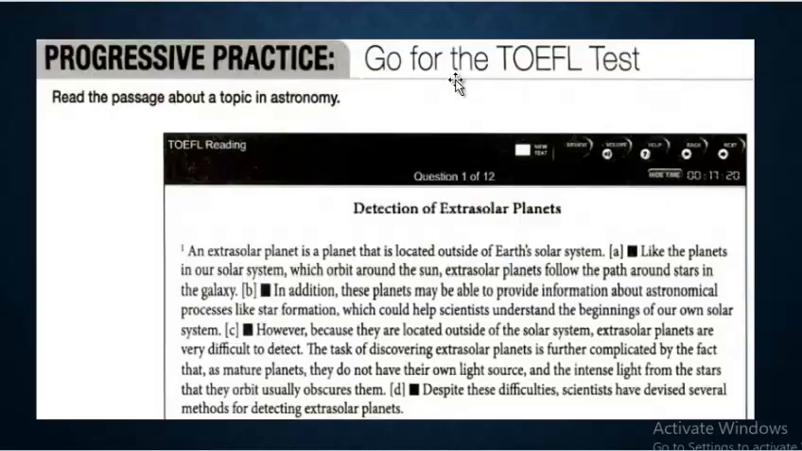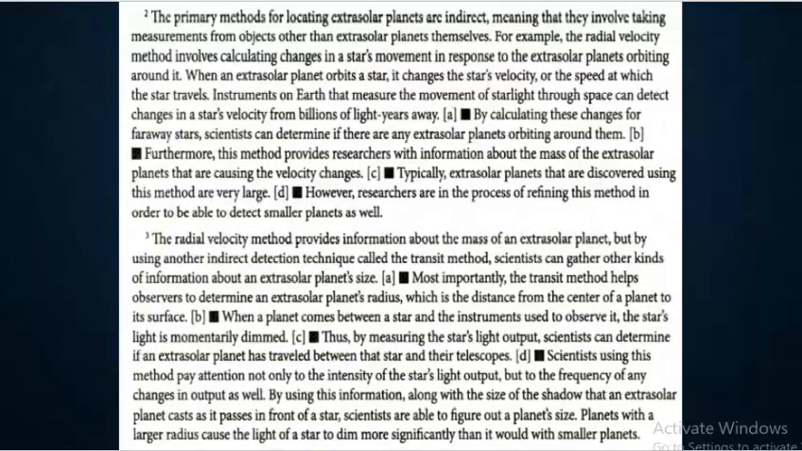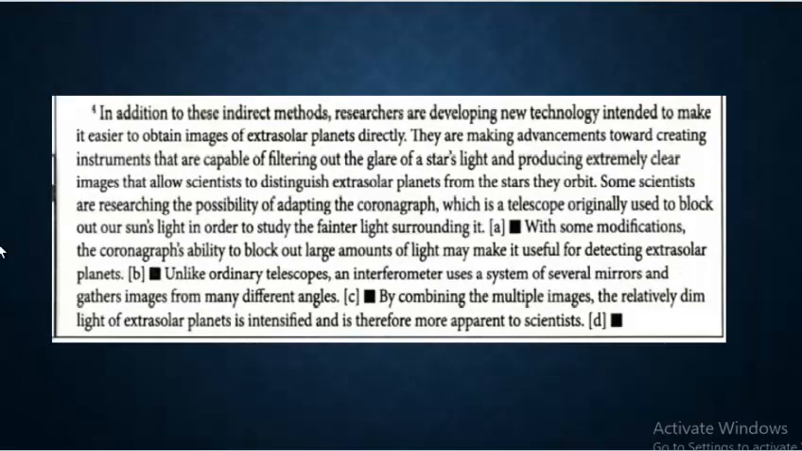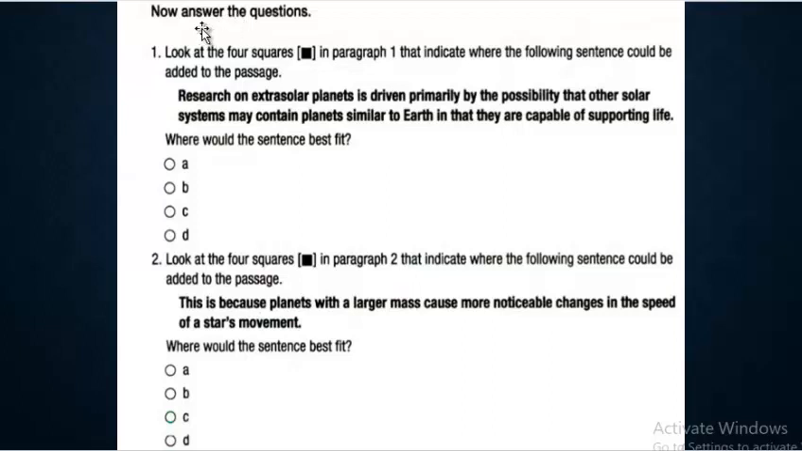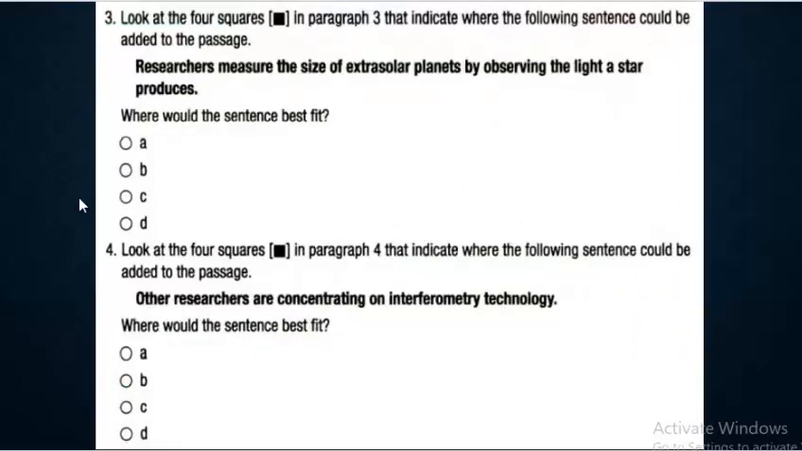Progressive practice. Go for the TOEFL test. Read the passage about the topic in astronomy, detection of extrasolar planets. Read the passage, my dear. Scan the passage as soon as possible, and then answer the questions. Do the given activities based on the information that you gather from the passage on the TOEFL. Go for the TOEFL test.